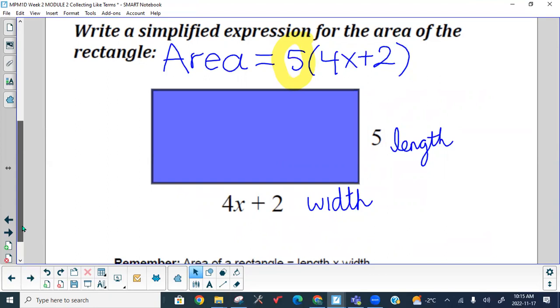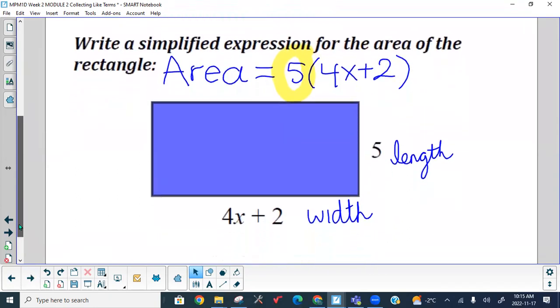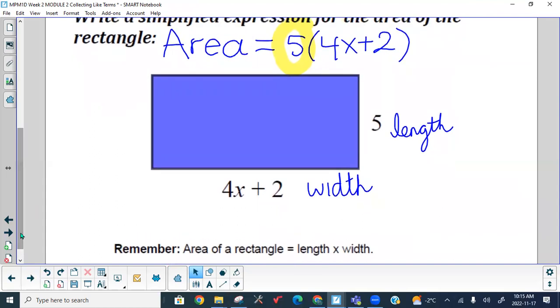Yes, length times width. So if we wrote our area formula out, if everyone can do that, it's a length, constant number 5, times my width, 4x plus 2. And you can actually write down that the area of a rectangle is length times width. But how do we use the distributive property now to solve this? That is the main question. So that's what we're going to explore. Give you a second to copy that down.